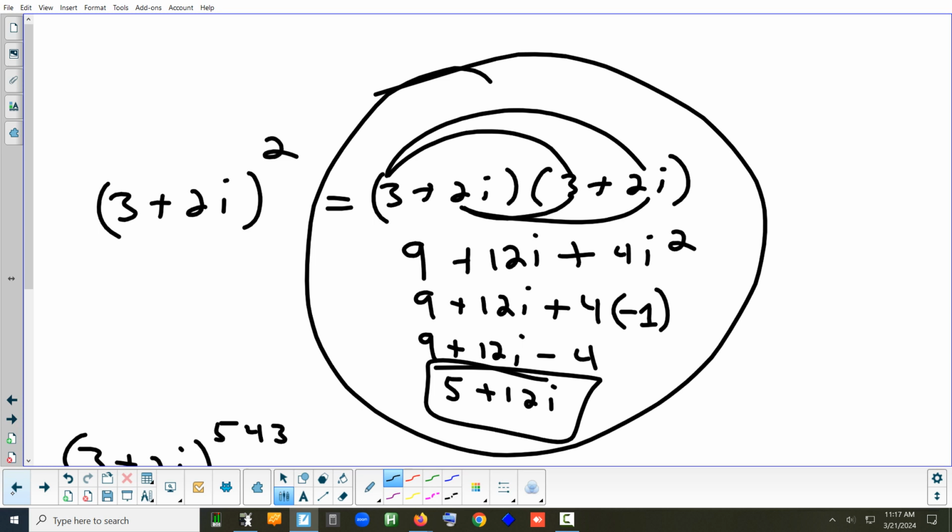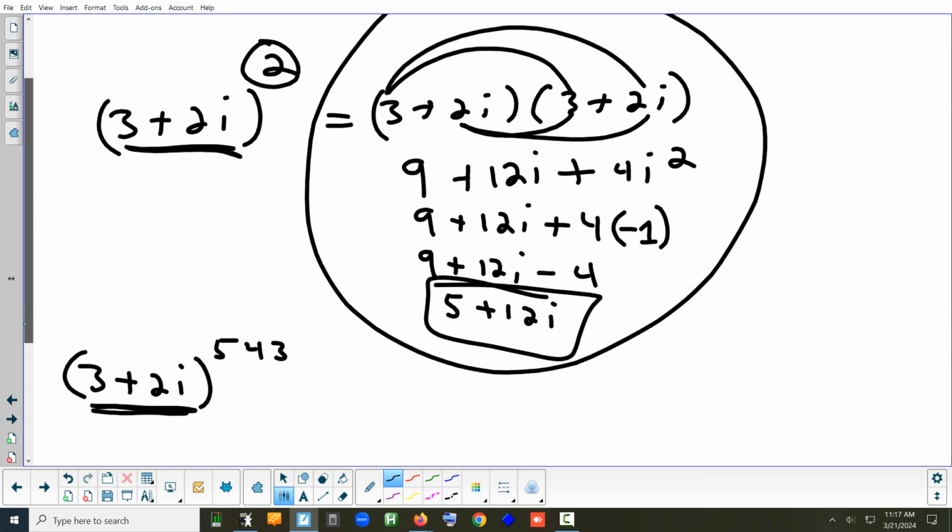Okay, so just to show you that it works, we already have the answer. It's 5 plus 12i. Let's change that to trig form. Let's try de Moivre's theorem and see if we get the same answer. Again, to the second power, I don't think de Moivre's theorem saves you any time. It's when this number starts to get huge. Then de Moivre's theorem makes it so much easier. Okay, but let's just try it.